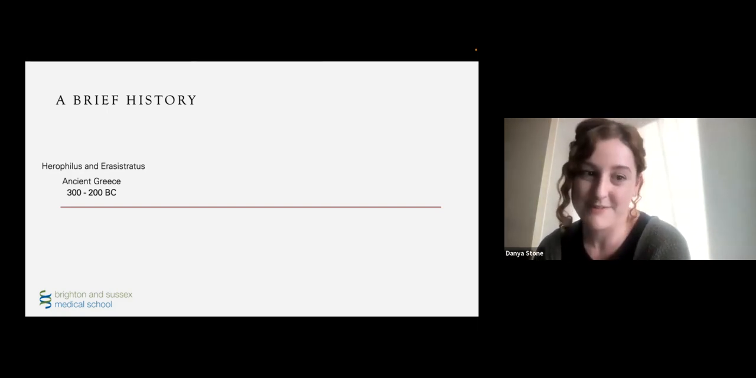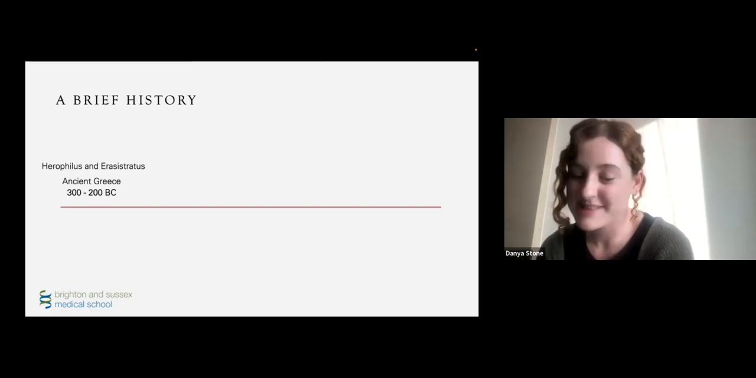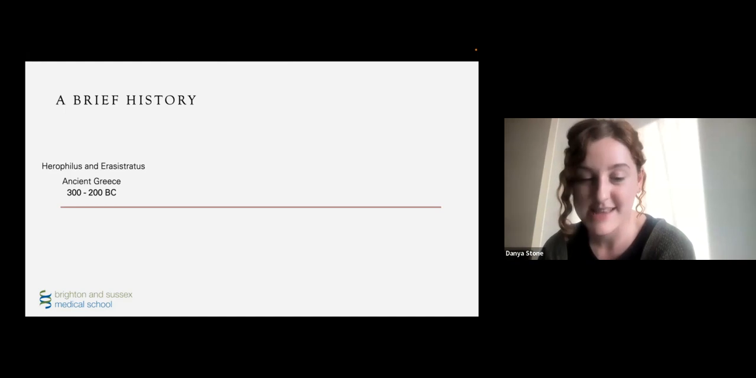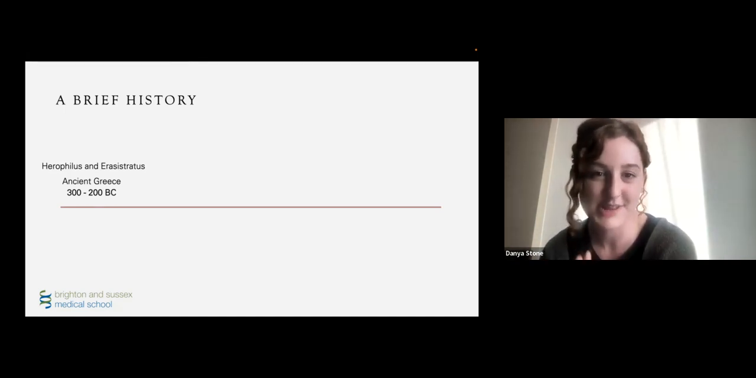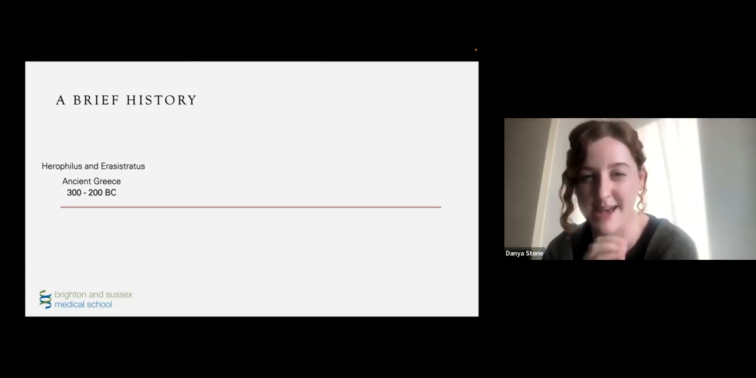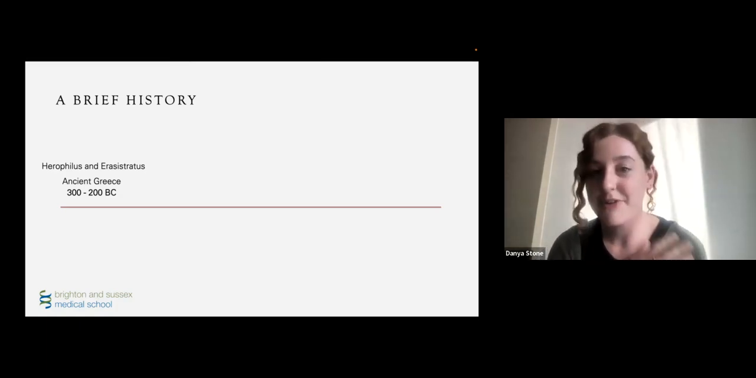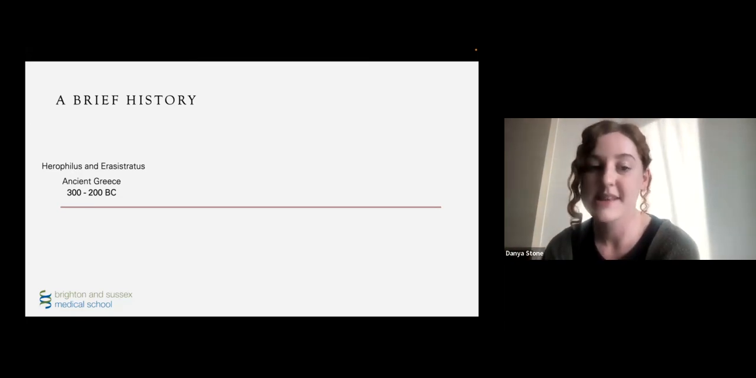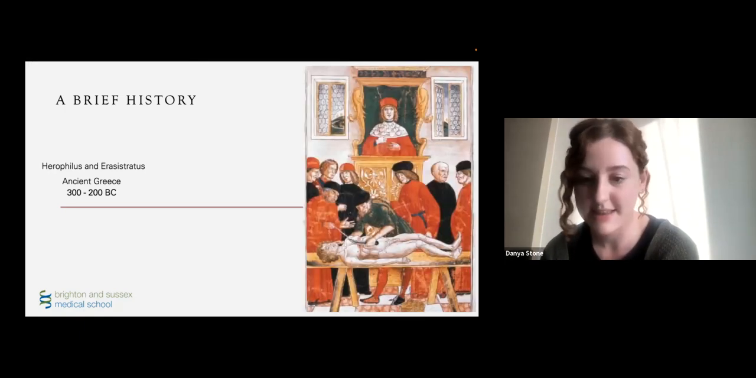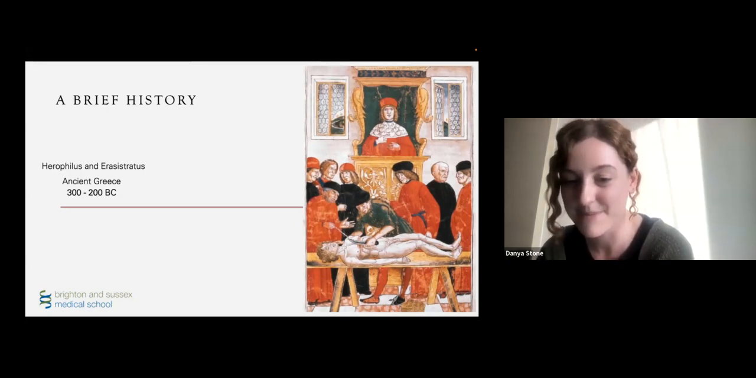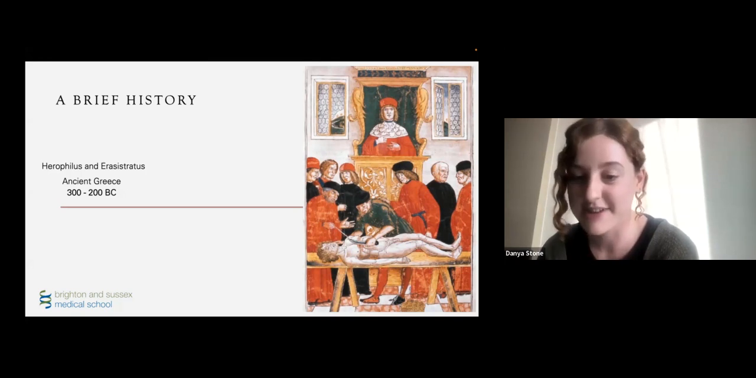However, after the death of Herophilus, and at the same time there was a big increase in Christianity in the church all across Europe, it meant that dissection really fell out of fashion. No one was doing it. It was absolutely prohibited, and the church described it as blasphemous. So we went through a very long period where no one was performing cadaveric dissection. This image just shows you an example of a painting from what dissection might look like during this period. And it looks very different today, as we'll see in a little bit.